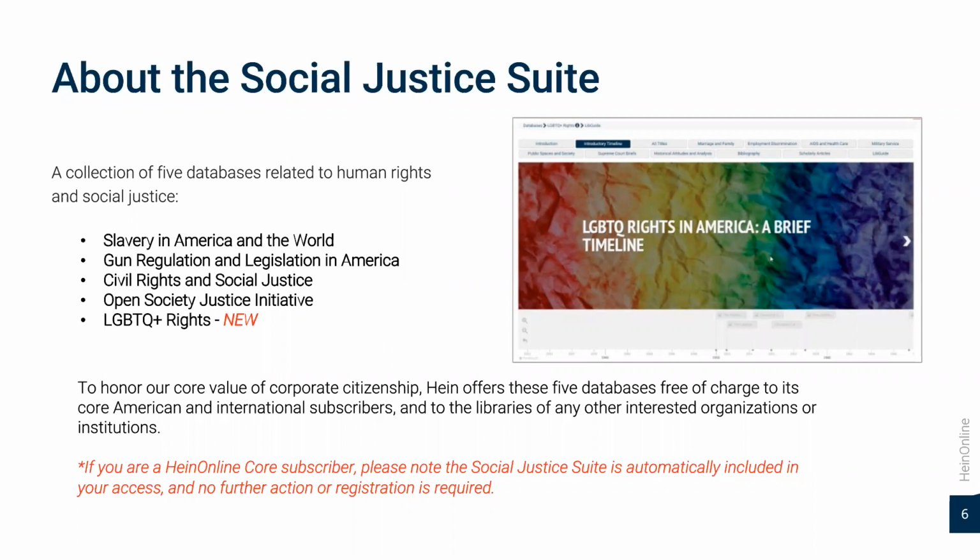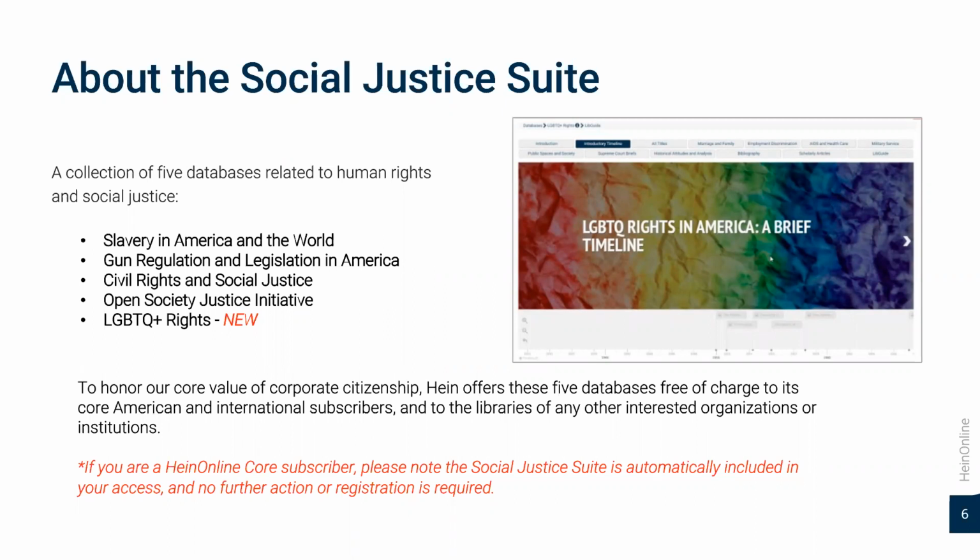The first database, Slavery in America and the World. So this is a database that brings together legal materials relating to the history of slavery in the United States, as well as the English-speaking world. So this is going to include books by the University of North Carolina Press, bibliographies, every federal and state statute on slavery, as well as reported state and federal cases on the subject.